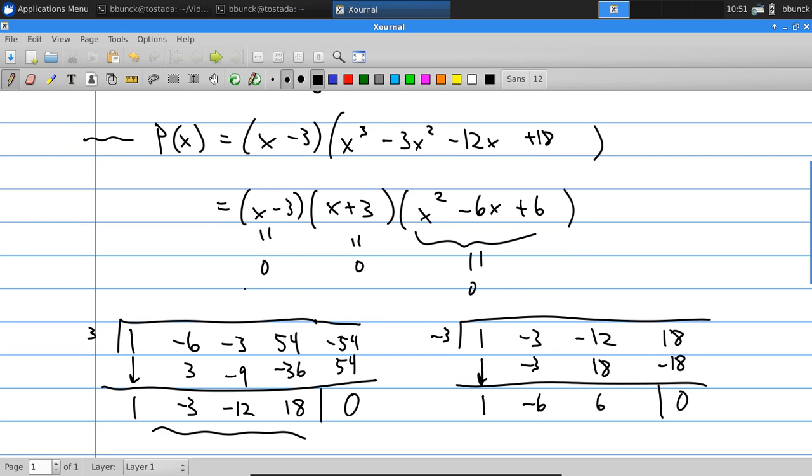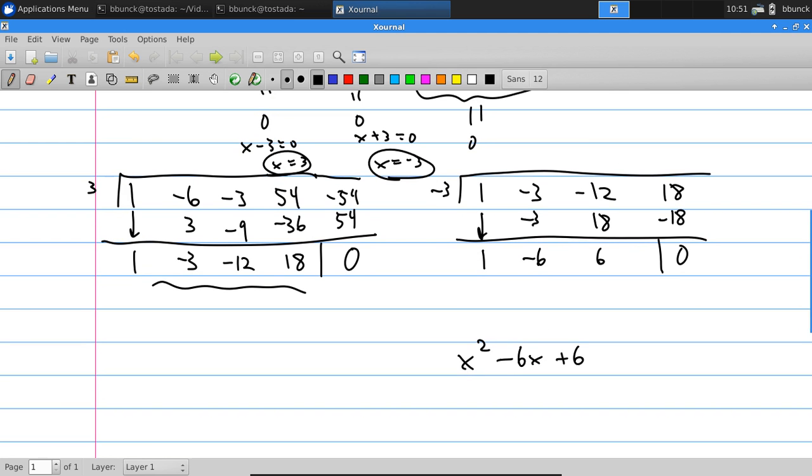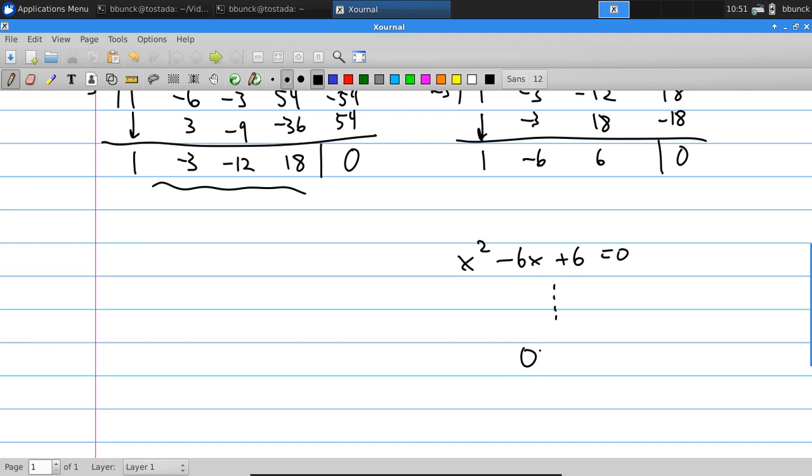If we set x minus 3 equal to 0, of course, that's a simple equation. We would get one solution, x equals 3. If we set this factor equal to 0 and subtract 3, we'll get another solution that we were aware of, negative 3. And then the two remaining solutions come from solving x squared minus 6x plus 6 equals 0. And again, instead of factoring, we use the quadratic formula.